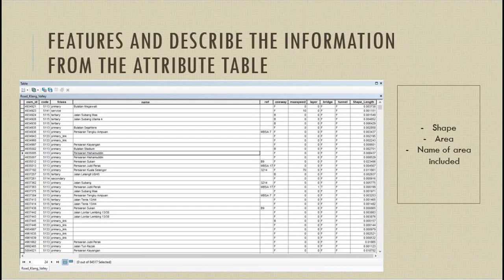Lastly, I will explain about the features and describe the information from the attribute table. For this slide, I choose the attribute table of Road Klang Valley. In this attribute table, it shows the shape, area, and the name of the area included in the Road Klang Valley.